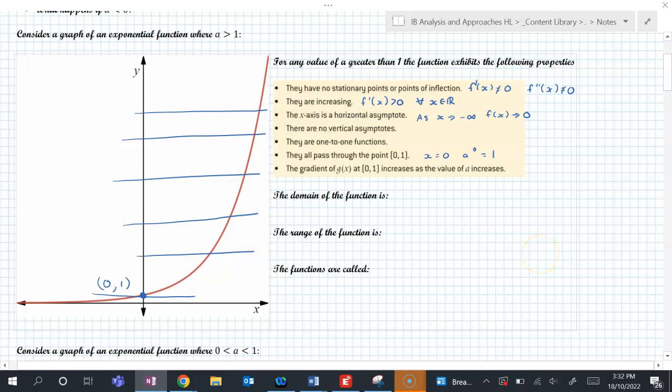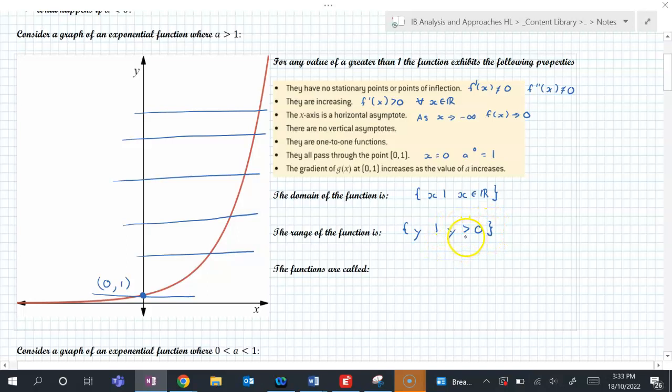So the domain of the function, well, the function exists at all real numbers. If I raise any positive number to a power, whether that power is positive or negative, it's going to exist. So the domain is x in the reals. Now the range of the function, well, we said that the x-axis is an asymptote, which means that we can see from the function that it's existing only above the x-axis. So it's the values of y such that y is greater than 0.